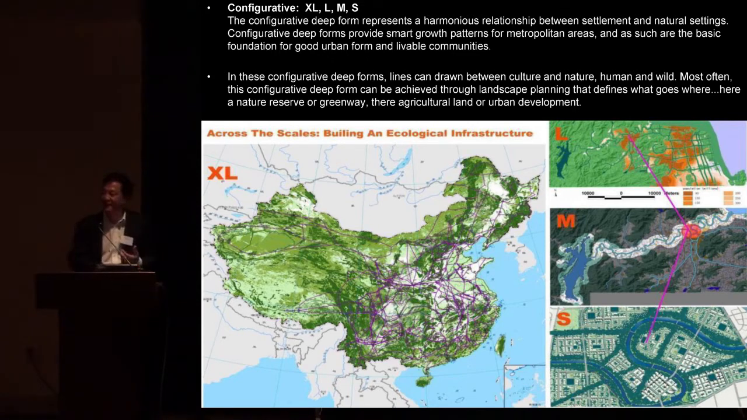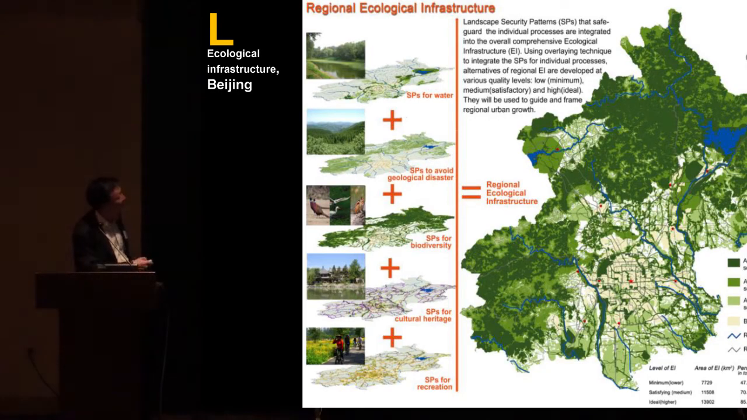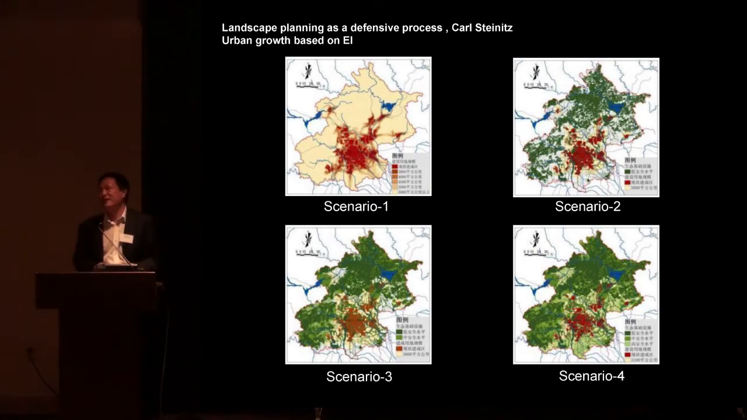Our plan for Beijing, this ecological infrastructure, would define the form of urban development. Instead of expanding based on grey infrastructure, we say that landscape as infrastructure defines the urban form. So that's again still a configurative relationship, or configurative deep form.